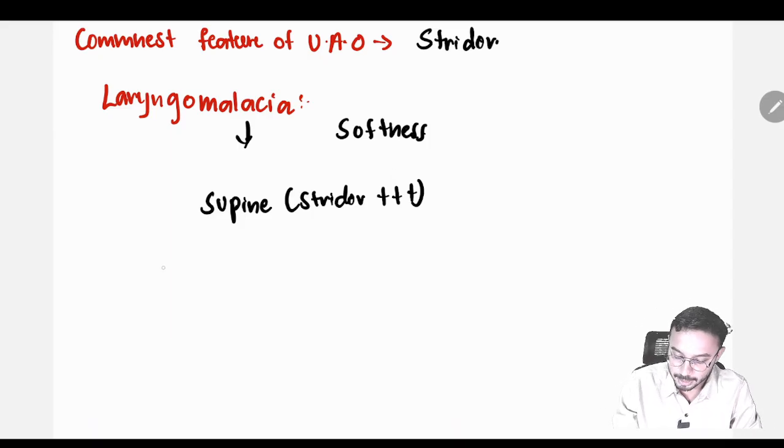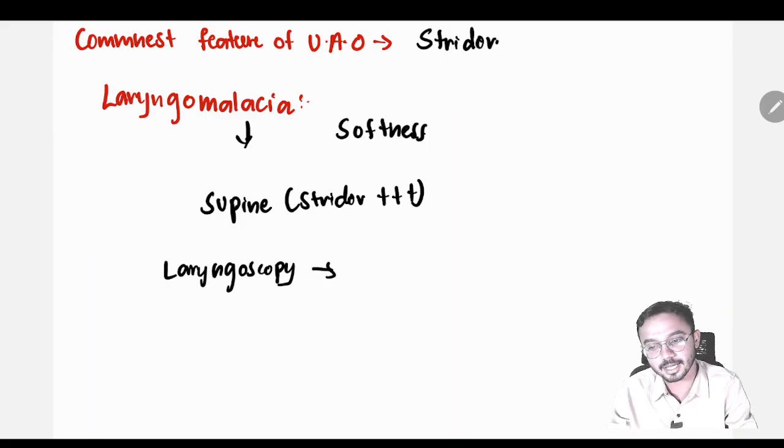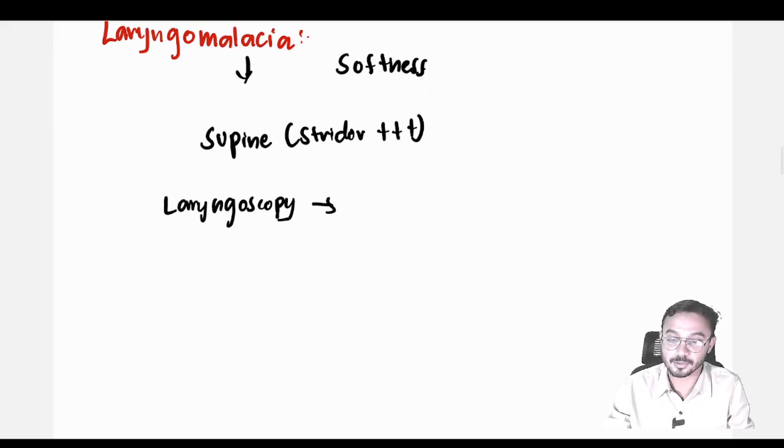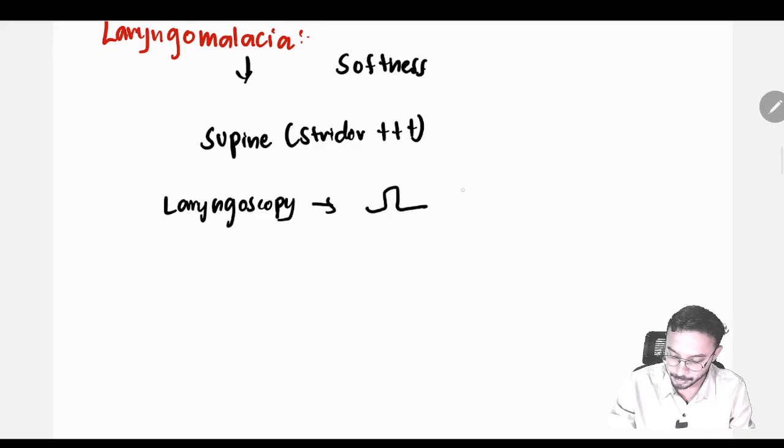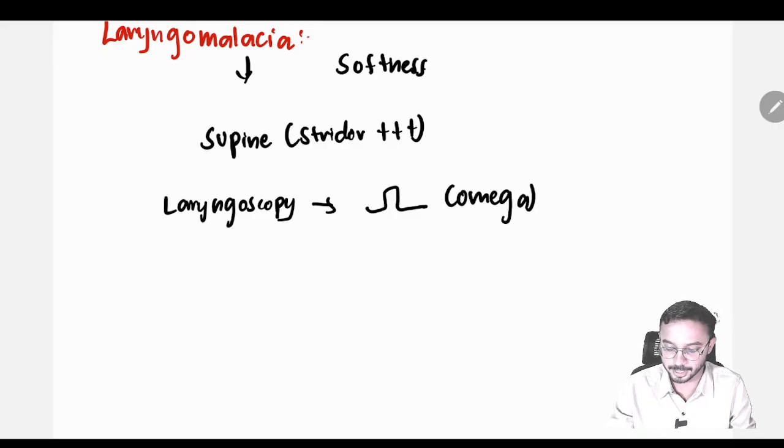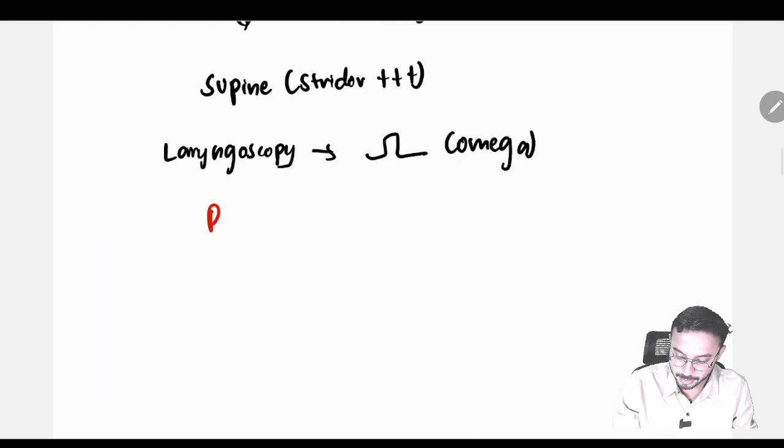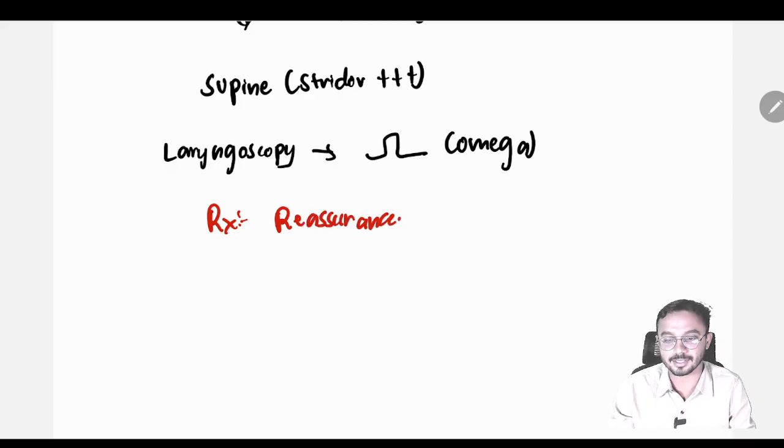Okay, on laryngoscopy, if I put this laryngoscope in and look, in this condition the epiglottis appears omega shaped. That is found over here. So what is the treatment? Tell me. Reassurance. Reassurance is the treatment in this condition.